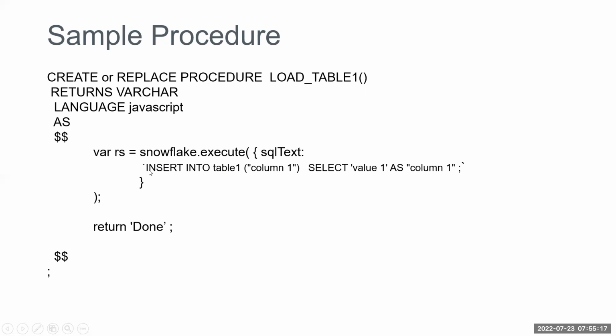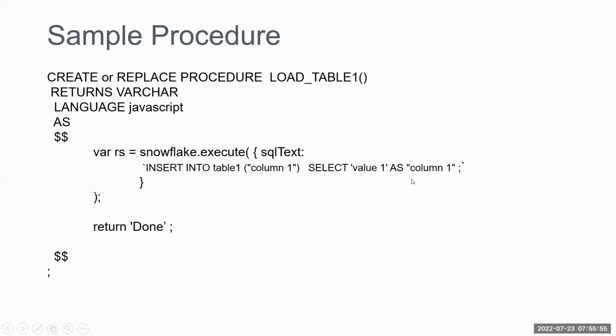But in SQL language, we can simply write this statement, insert into this table, select one, and simply execute this. But if we want to execute the same in JavaScript, we have to put it in some function like snowflake.execute. This is one of the functions available in JavaScript for executing SQL statements. So this is the syntax: snowflake.execute, and the SQL text.